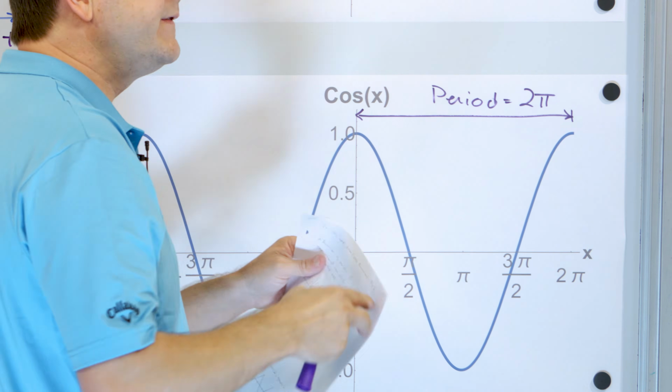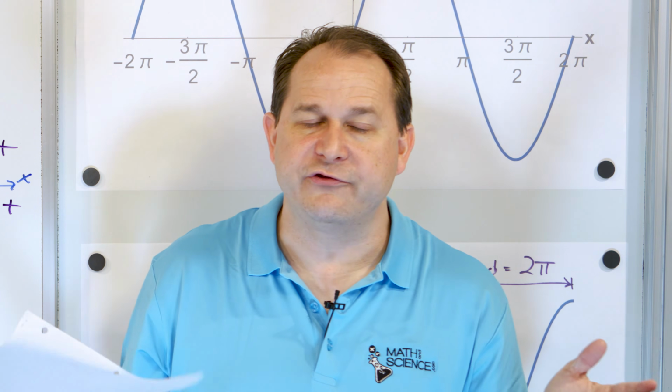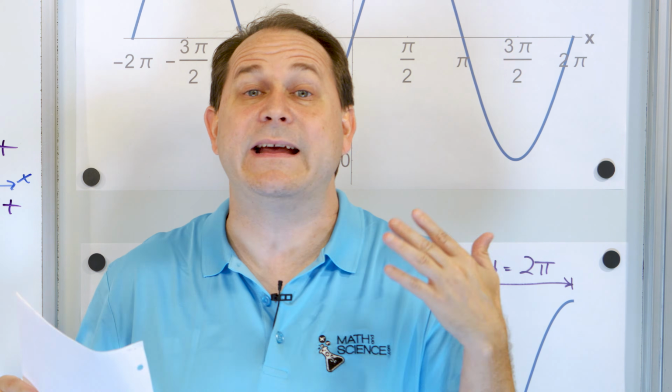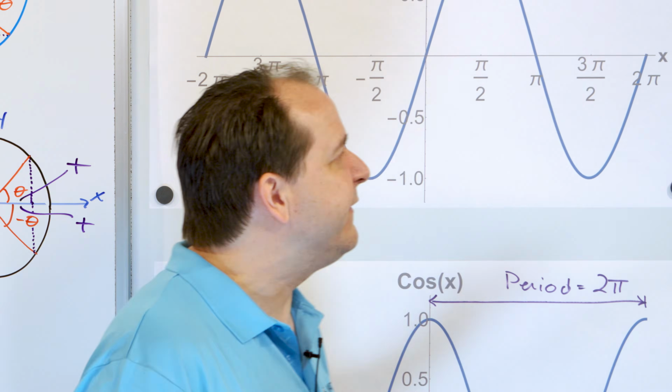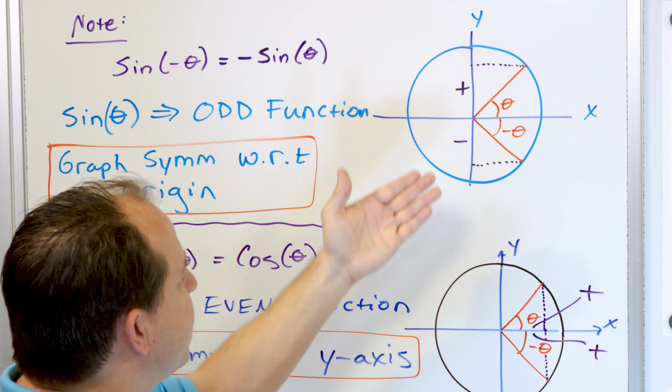So sine and cosine, when they're not changed or altered, have the same period and the same shape. They're just shifted relative to one another. Why are they so similar? The reason is that sine and cosine come from the unit circle.